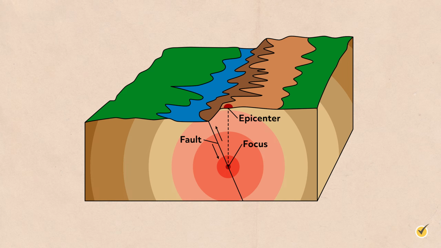This means it's a reverse fault. The hypocenter can be very deep within Earth's crust or very close to the surface. An earthquake with a shallow hypocenter tends to do more damage than a deeper earthquake because the damaging seismic waves have less distance to travel to reach Earth's surface.